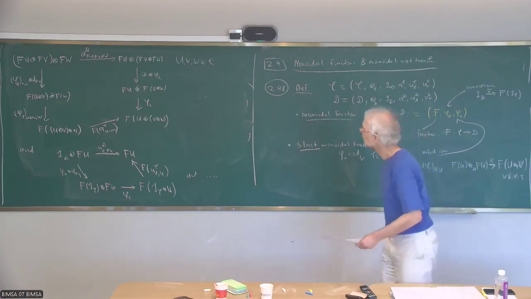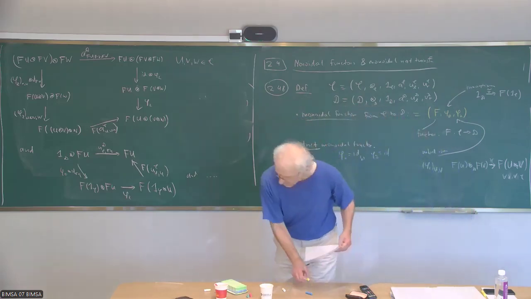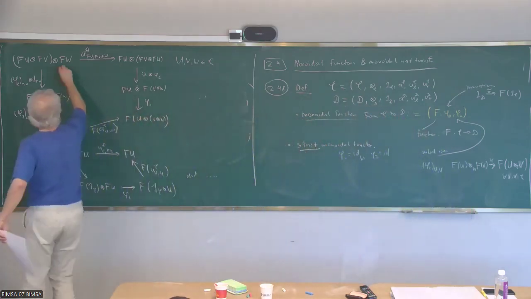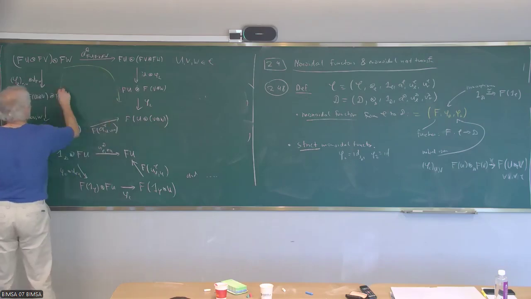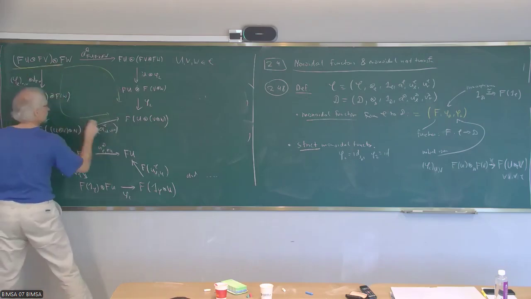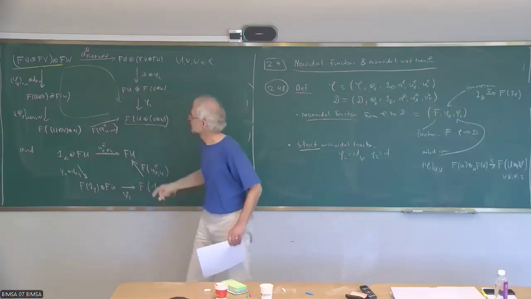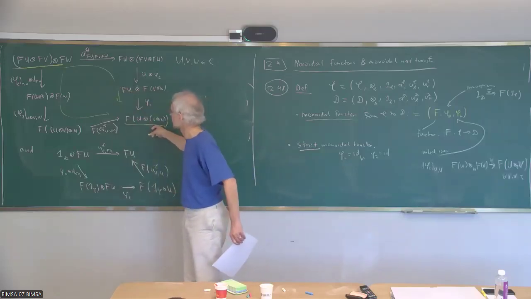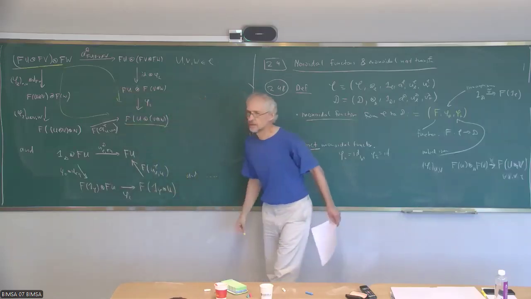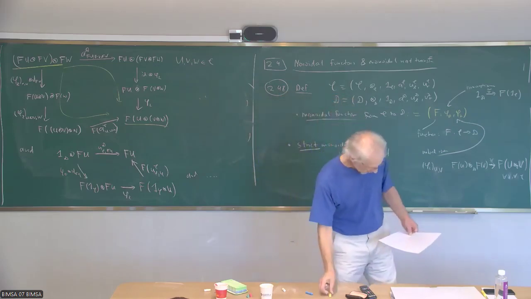And also you should notice that the two paths that I have here in this diagram are precisely the two possibilities to get from this object to this object by using only phi 2 and associators.